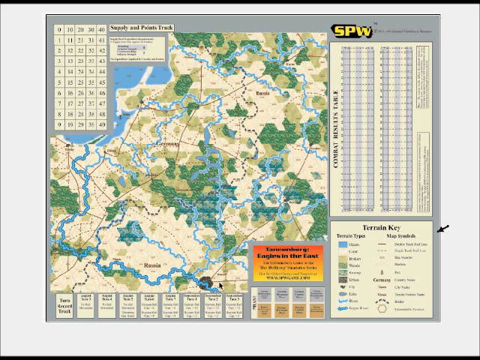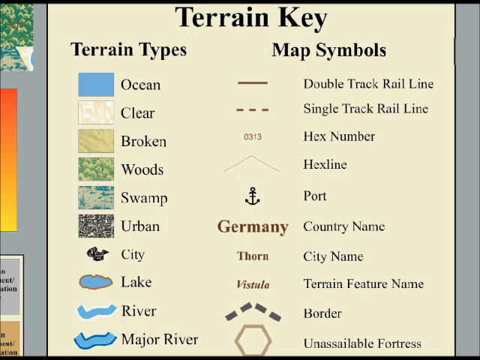The playing area here in the center looks kind of like a topographical map. Around the map are various player aids that are usually on separate cards in the other games. Right now, let's look at the terrain key down here in the lower right-hand corner. So this is the close-up of the terrain key at the lower right-hand corner of the map.